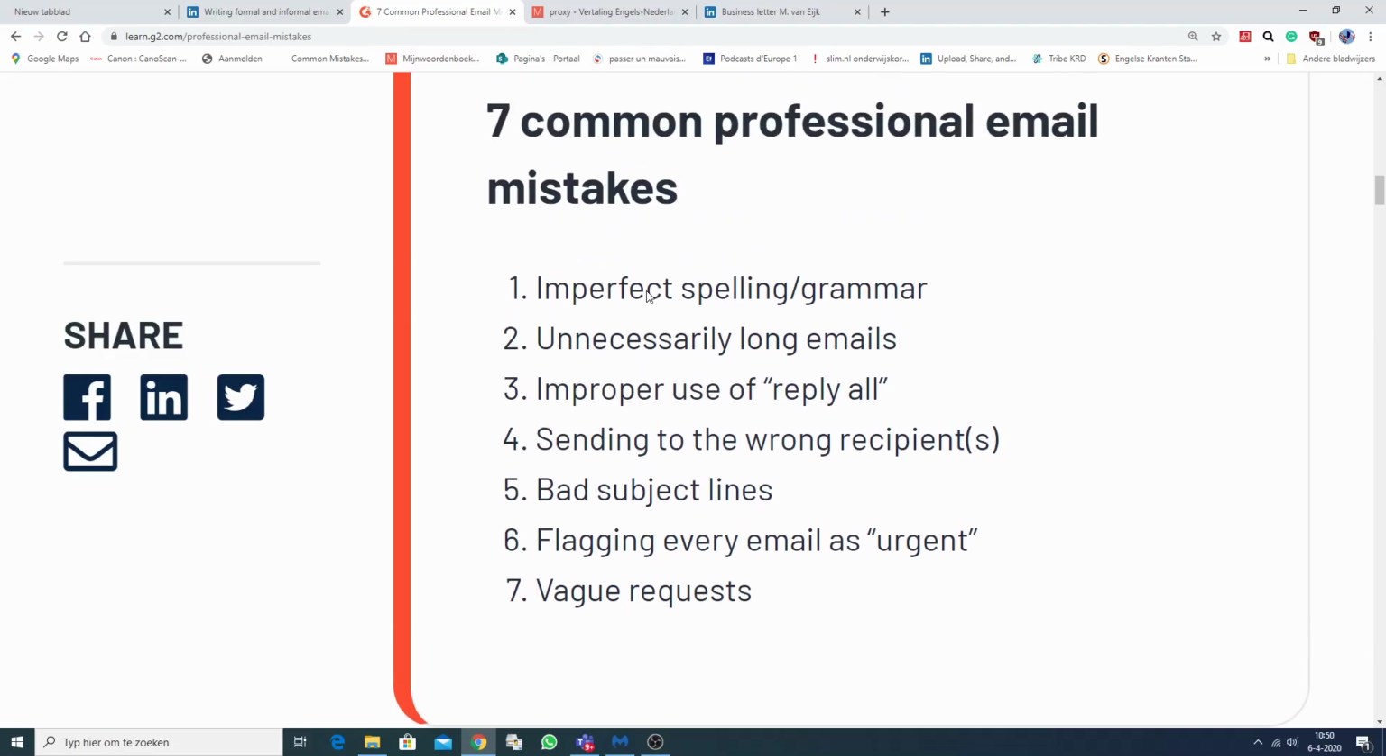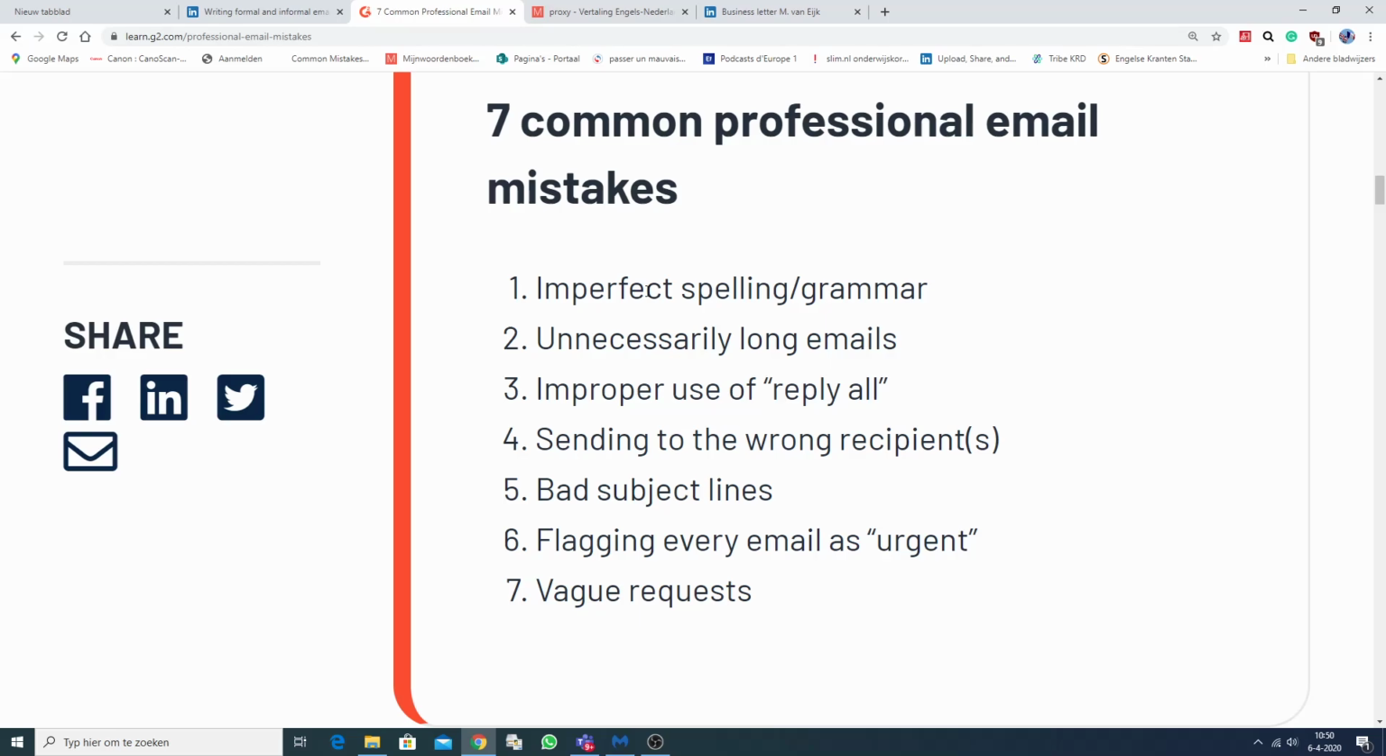Well, let's have a look at 7 common professional email mistakes. So the first one is imperfect spelling and grammar. That's why you should use simple grammar, short sentences. Number 2, unnecessarily long emails. Keep them short. Keep it short and simple. Apply the KISS rule. Keep it short and simple.